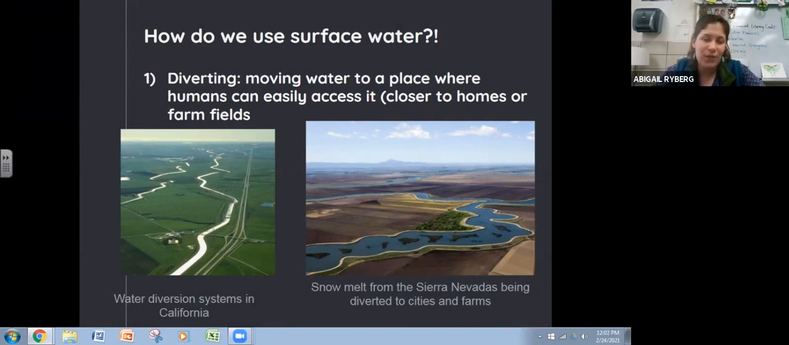Okay, so how do we use surface water? We use it in a lot of ways to benefit humans here in our country. So the number one thing, and again, we don't do this here because we sit on top of a massive aquifer, but a lot of other states have these huge systems of diverting water. So one thing that we do is divert water, which is basically moving water to a different place where humans can easily access it. We may move it to regions for agriculture or maybe move it to a very highly populated region for drinking water. So you can see in the images here, these look like rivers, but they're actually very intentionally man-made channels. So they're literally diverting water from one area many, many miles to another area.